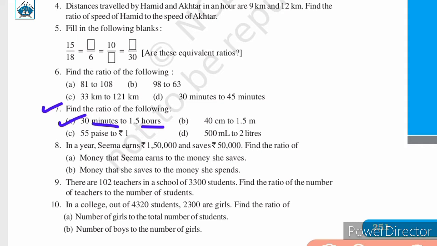So we need to change both of them in minutes, that is same units. In order to find the ratio, both of them must be expressed in the same units. Now we know that 1 hour is equal to 60 minutes.